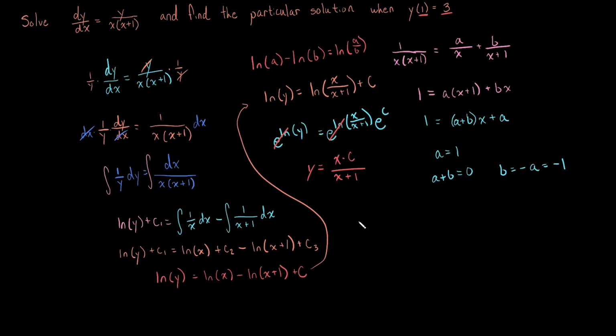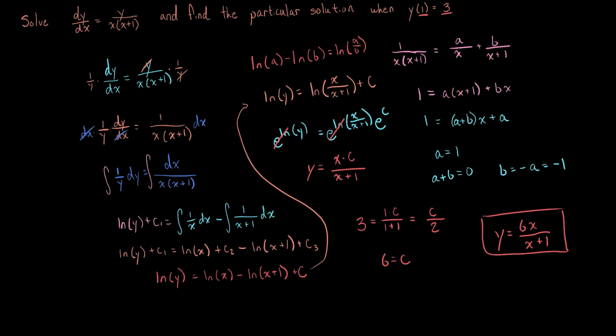So if we sub them in, we get 3 is equal to 1 times c over 1 plus 1. Well, that's just equal to c over 2. So we get 3 is equal to c over 2. So multiply both sides by 2, we get 6 is equal to c. If we substitute in our value for c, we get y is equal to 6x over x plus 1. And that is how we find the particular solution to a differential equation.